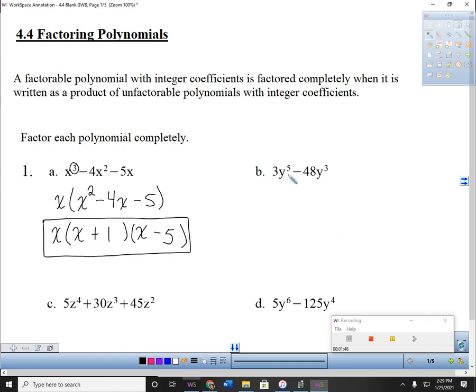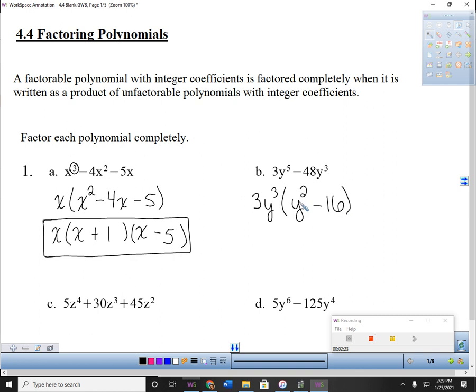All right? So on part B, I would look at this. I can divide both of those by 3, and I can also divide both of them by y to the third. Remember, you can always take out the smallest number of y's that you have. So 3y to the fifth divided by 3y to the third is y to the second. And negative 48y to the third divided by 3y to the third is negative 16.